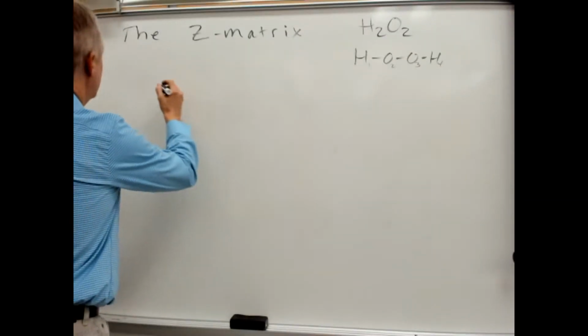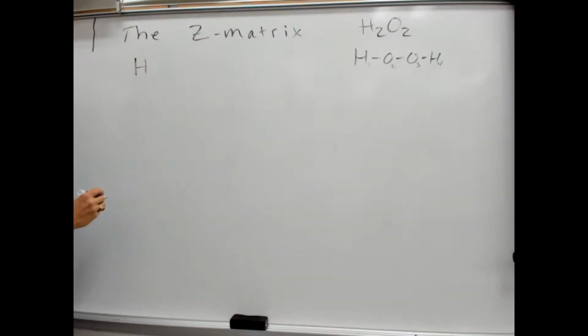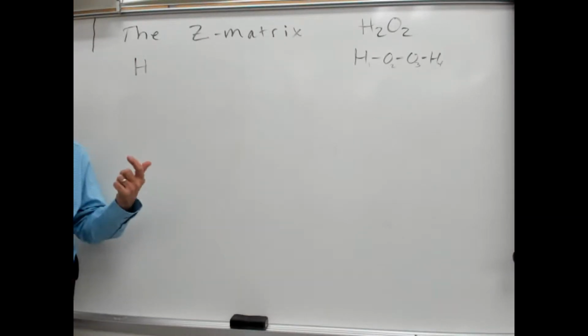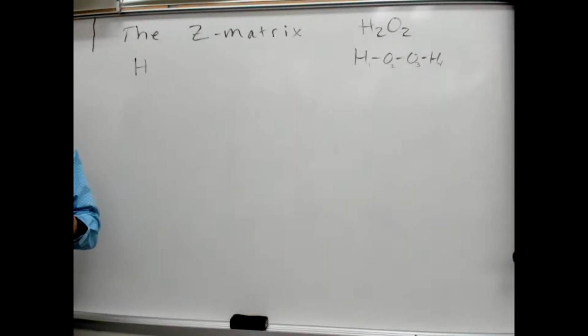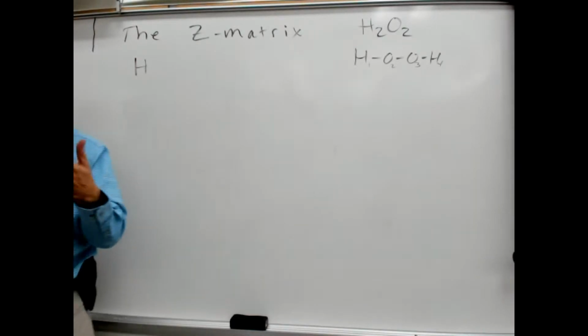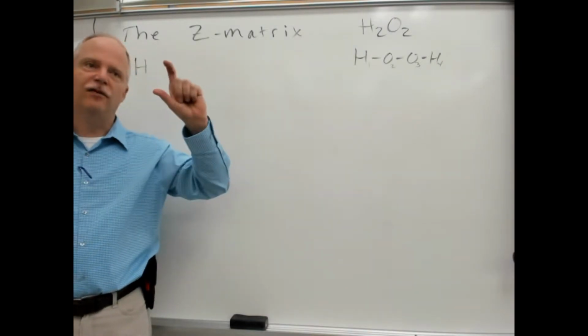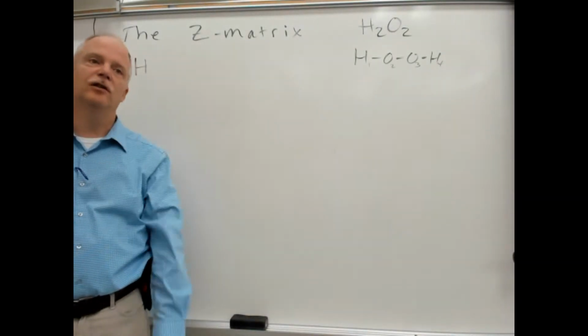So the Z matrix starts out with atom 1. And so we're going to call that hydrogen. And Gaussian, when we start out, or you might think of it as the Z matrix, it's just going to stick that at the origin. So we don't need to tell the software anything about that atom. It's just the first atom. It's going to be at the origin.